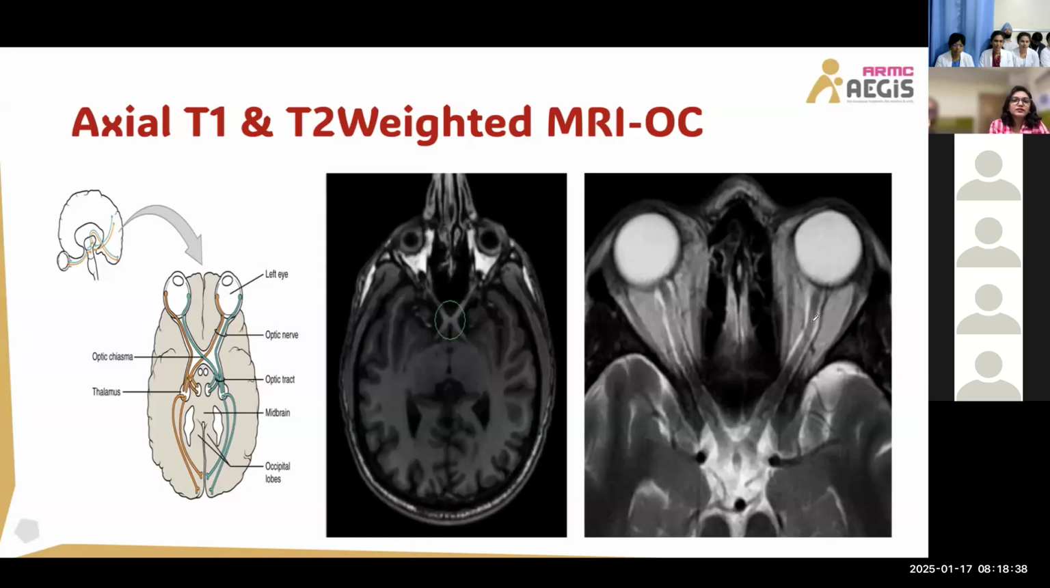These are a few axial T1 and T2 weighted MR images of the optic chiasma. The X-shaped structure which we see here is the optic chiasma, whereas the ultrasound imaging of the optic chiasma will be dealt with in detail in the upcoming slides.